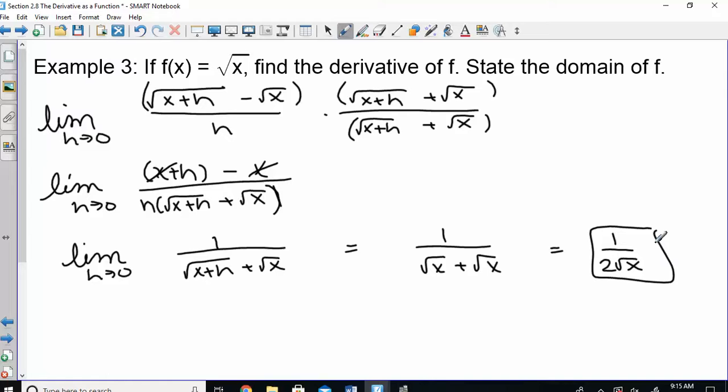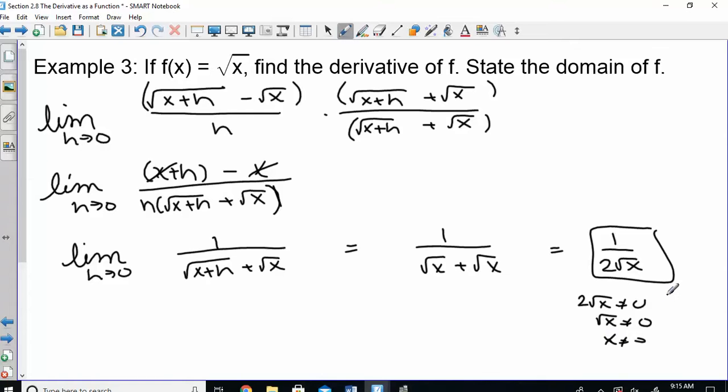Domain. I haven't asked you this in a while. Kind of a flashback to the first unit. Would you do 2 the square root of x equals 0? We know that this can't equal 0. Yeah. You're right. So divide by 2, so the square root of x can't be 0. Square, so x can't be 0.